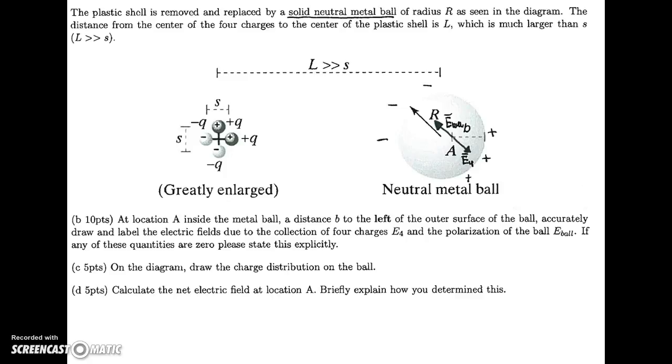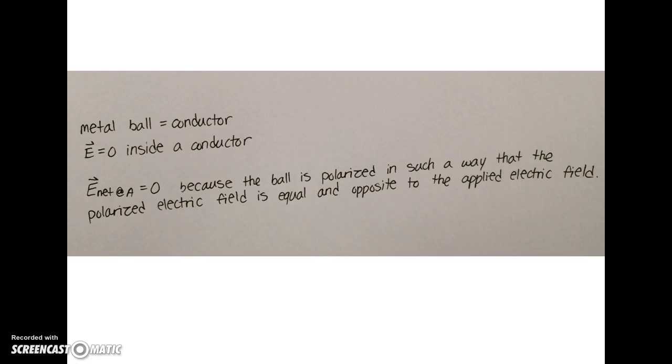Briefly explain how you determine this. At location A, it's inside the ball, and because the ball is metal, that means it's a conductor. And the net electric field inside a conductor is 0. So E net at location A is 0 because the ball is polarized in such a way that the polarized electric field is equal and opposite to the applied electric field. Thank you.